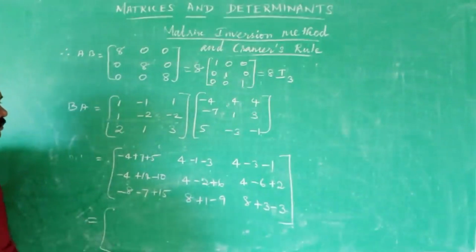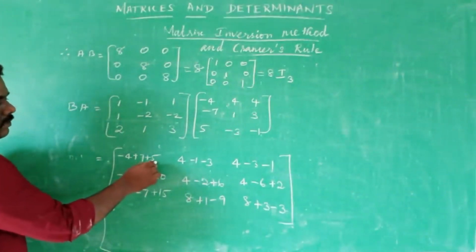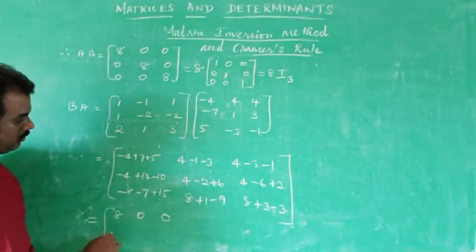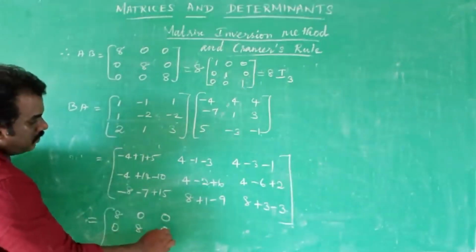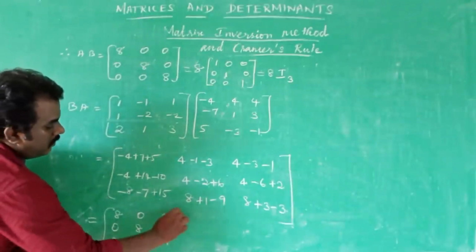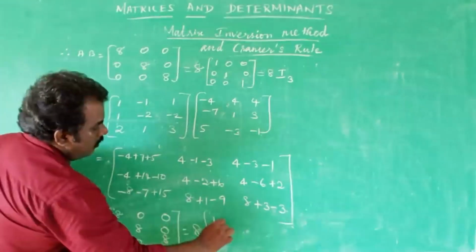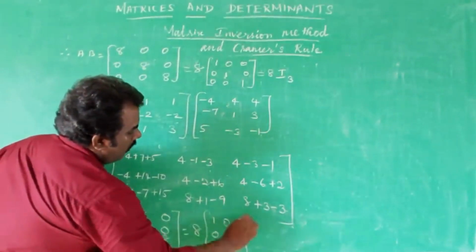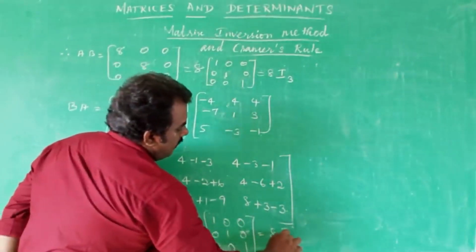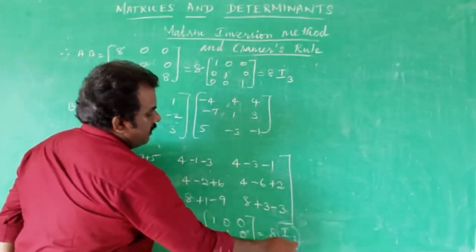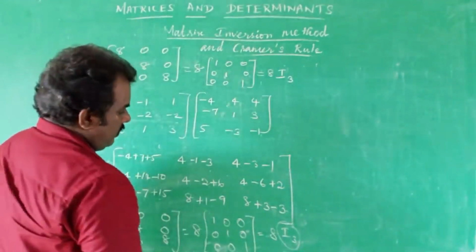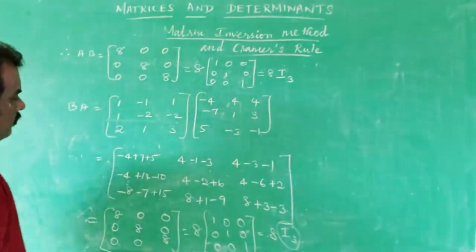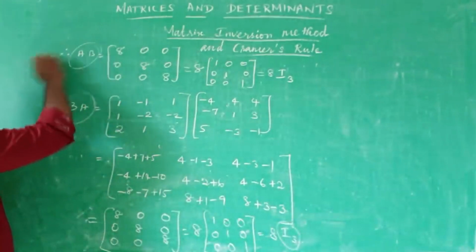We have to solve this, simplifying, and we can get 7 plus 5, 12, 12 minus 4, 8, 0, 0, 0, 8, 0, 0, 0, 8. So this can be written as 8 into 1, 0, 0, 0, 1, 0, and 0, 0, 1. So this matrix is 8 into I3, the identity matrix indicated as 3 by 3. That's the reason for writing I suffix 3. So we found BA also, and AB also.